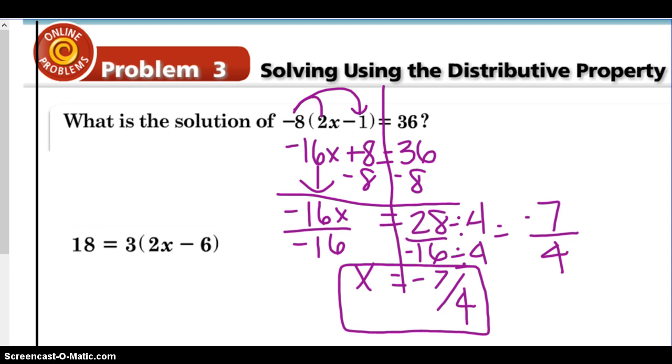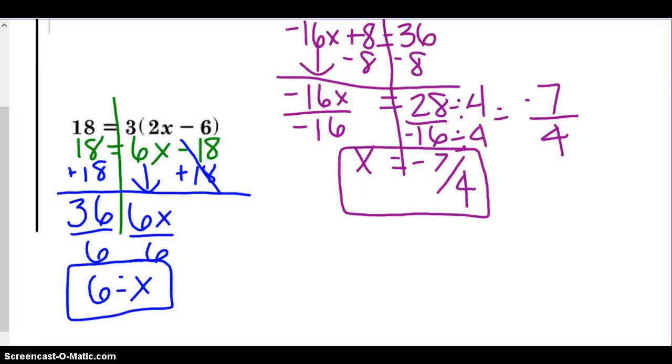Now, you try this next one. So 18 equals 3 times the quantity of 2x minus 6. And come back to me when you're done. There you have it. My answer was 6. And if you're like, no, it wasn't, well, I'm fairly sure I'm right. And so if I plugged it in there, 12 minus 6 is 6 times 3, 18. I'm right. So if you're not, figure out where it was and check, see my green writing? Check in there and see if that was where you missed it.